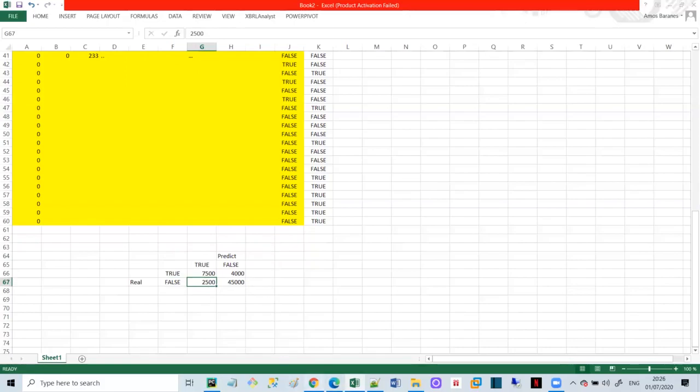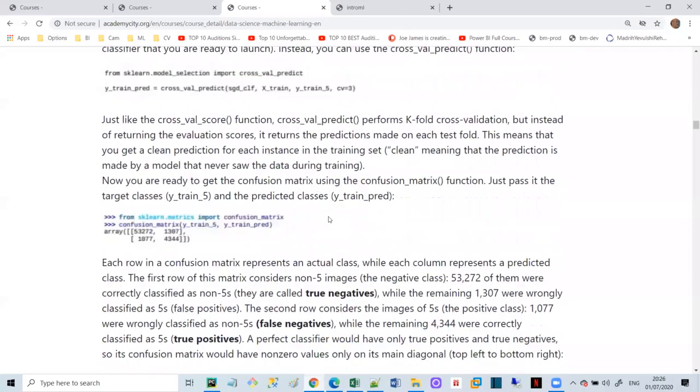So if we go back to our text, this is really how you write the code, and you find out that in fact, out of the 60,000, you had 53,277 predicted correctly.